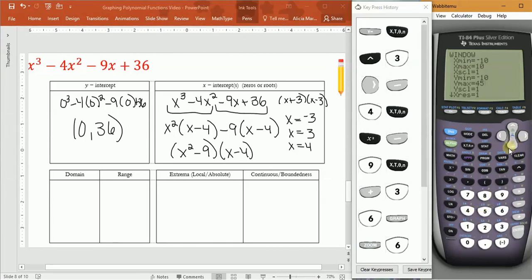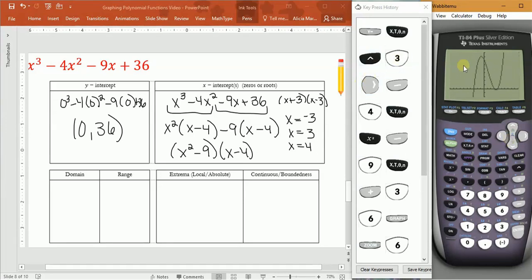I just know I need to be bigger than 36, so I'm going to try something bigger than that. Y scale means it's going to count by ones. Since I'm going from -10 to 45, I think I'm actually going to change it to a scale of 5. So every little tick mark is going to be worth 5. Let's click graph now and see if we get a better graph.